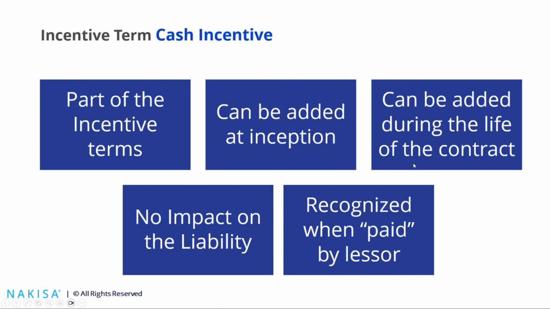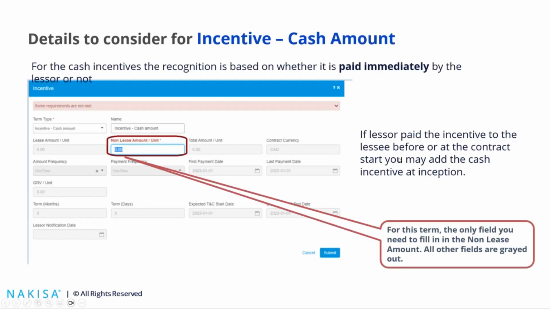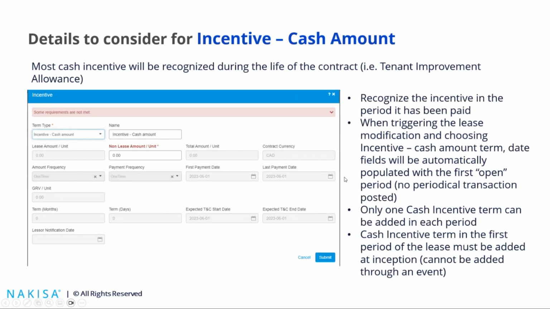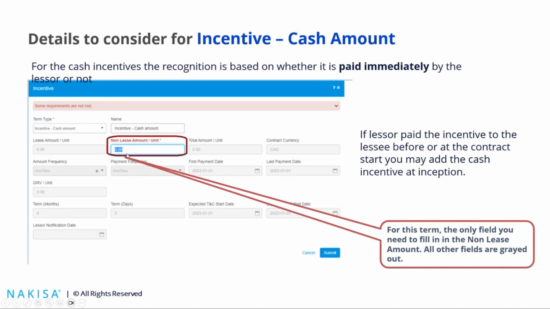And for cash incentive, the recognition is based on whether the amount is paid immediately by the lessor or not. For example, if the cash is paid before the contract start date, you may add the cash incentive at inception. And to add a cash incentive, we need to add them in the non-lease amount. So here, and all other fields will be grayed out.